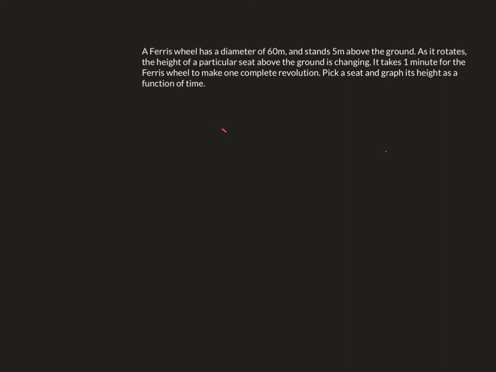So the best way to do this type of example is, once again, to underline some key words here. Okay? Now, it says what? You start 5 meters above the ground. And of course, you have a diameter of 60 meters. This is important. As it rotates, it's changing. It takes 1 minute for the Ferris wheel to make 1 complete revolution.